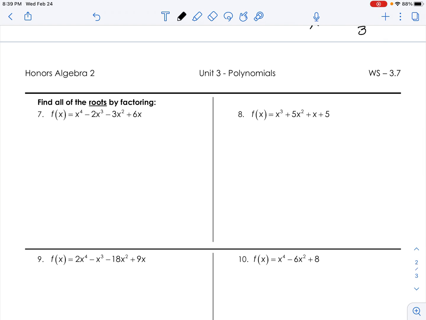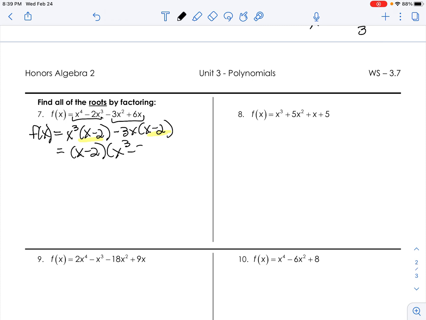All right, the next section says find all roots by factoring. Oh my gosh, factoring. I love factoring. So f of x equals, let's group and group. And let's cross our fingers when grouping that it works. GCF, x cubed, x minus 2. GCF, negative 3x, x minus 2. Well, here we go. We see our common factor of x minus 2. And so that's going to be the GCF with x cubed minus 3x.